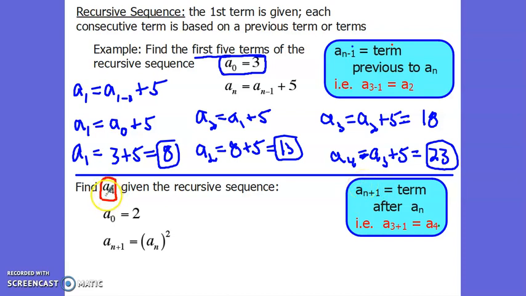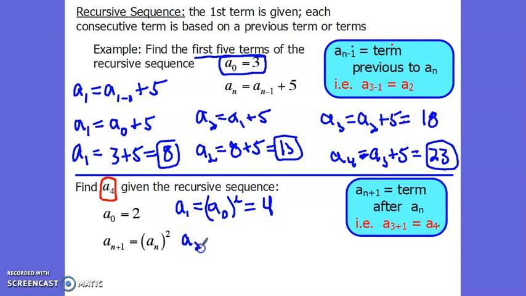So to find a sub 4 in a recursive sequence, again, I can't just plug in 4. The problem is if n is 4, well, that's going to find me term 5. Or even if I wanted a sub 4, I need n to be 3. Well, I don't know a sub 3. All I know is a sub 0, but I can work my way up. If a sub 0 is 2, well, a sub 1 then is essentially a sub 0, the term right before it, squared. So 2 squared would be 4.